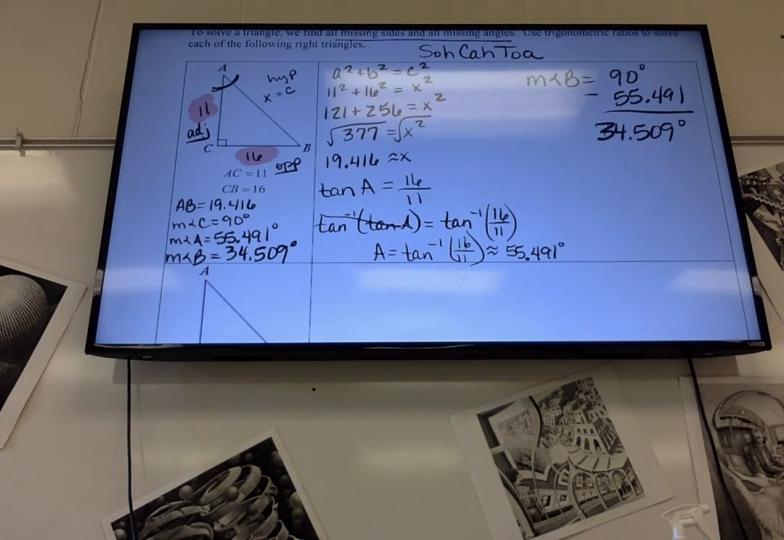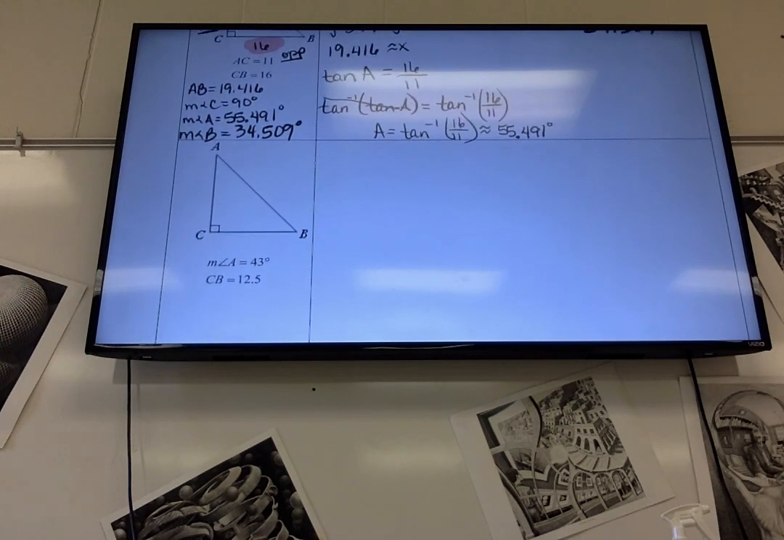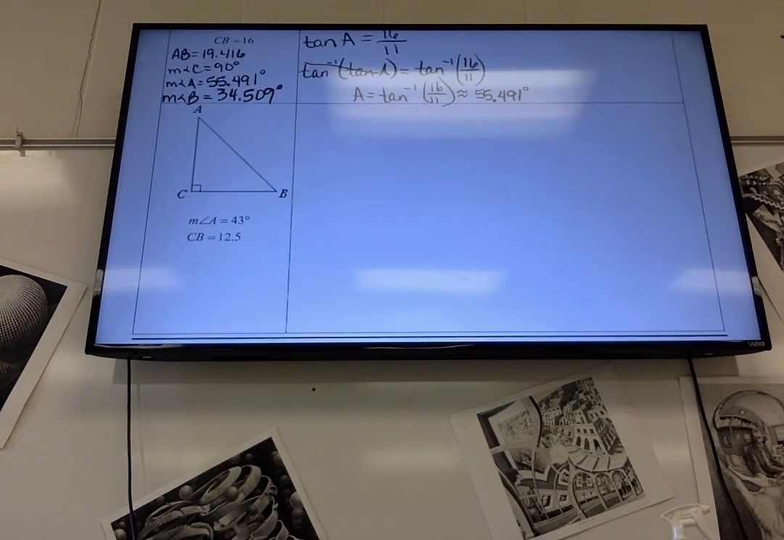Well, let me make sure I have everything. Yeah, I should have 6 things. I had 3 given to me, angles, well, 2 angles and a side, and then I found the other 3. You try the same thing. See what you can figure out on the next one.